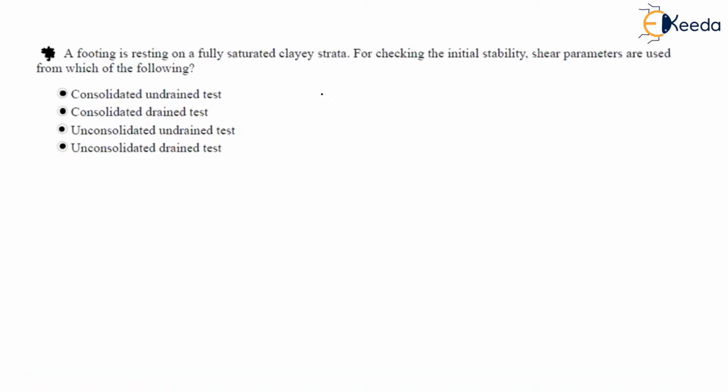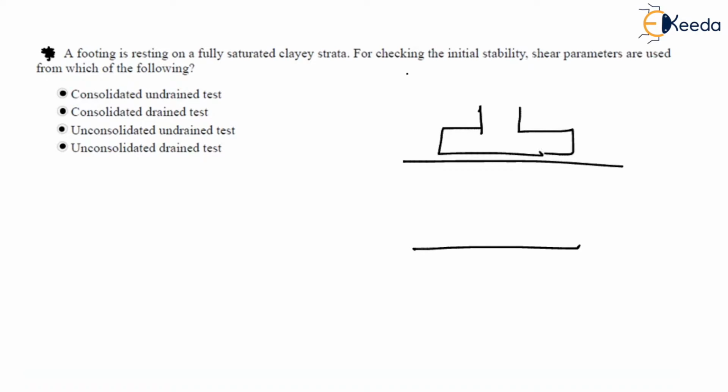Now let us read the question. It is like an objective question, a theoretical question. If a footing is resting on a fully saturated clay strata, so there is a saturated clay strata and a footing has to be constructed, for checking the initial stability, meaning the footing is not at all constructed yet, which shear parameters are used to test from the following?